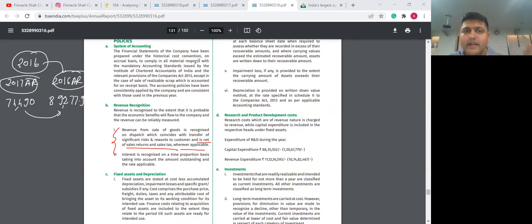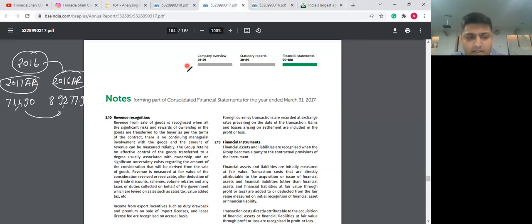If you take a look at the 2017 annual report, once again, let me just toggle the window so that each and every one of you is well aware of what's happening. So just read this part once again. After deduction of trade discount schemes, volume rebates. Now, this is not really present in the 2016 annual report. So to define, again, I'm writing it here. This is excluding trade discounts or sales schemes.